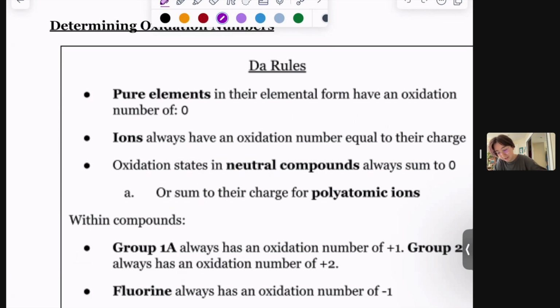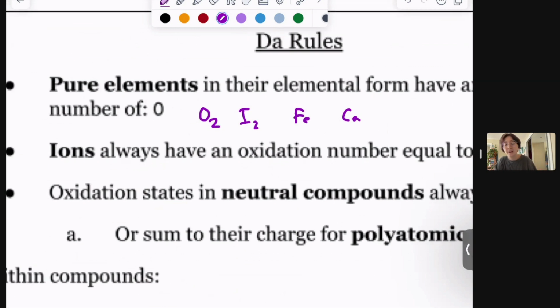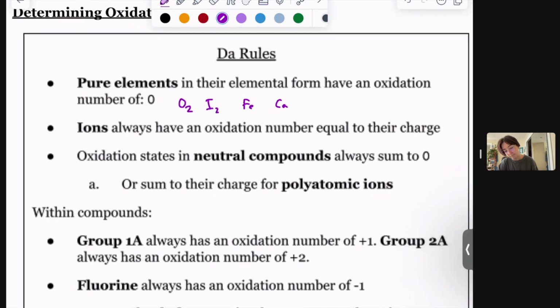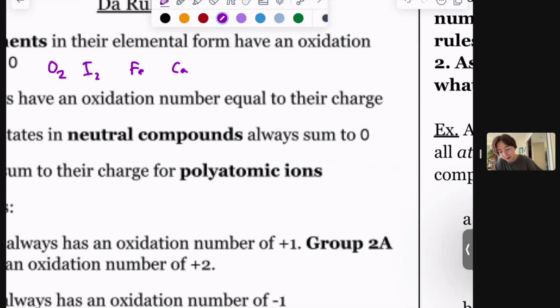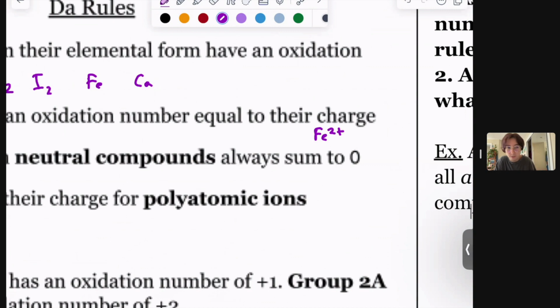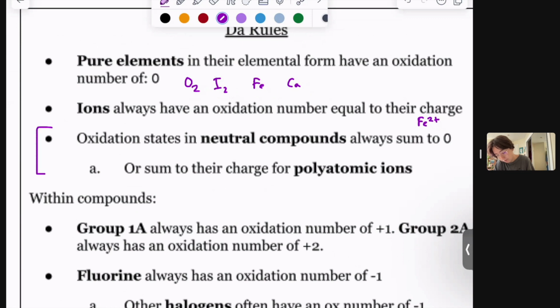Pure elements always have an oxidation number of 0. And reminder, pure elements include diatomics. So like O2, always a 0. I2, always a 0. Or just a metal, those would all be zeros if you see them just by themselves. Any ion will have an oxidation number equal to its charge. So if you see a straight up ion as a product or reactant, then its oxidation number is its charge.